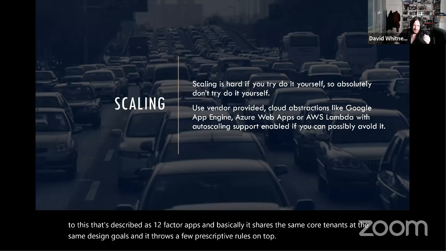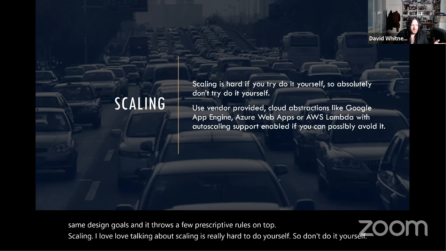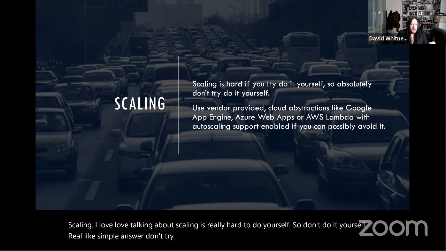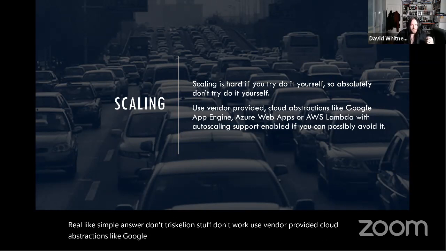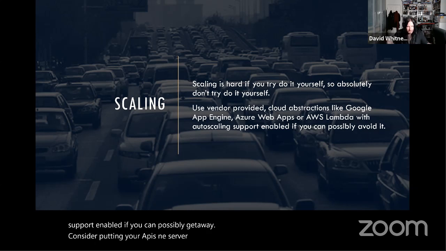Now, scaling. I love talking about scaling. Scaling is really hard to do yourself, so don't do it yourself. Real, simple answer. Don't try scaling your own stuff. It don't work. Use vendor-provided cloud abstractions like Google App Engine, Azure Web Apps, AWS Lambda, that have auto-scaling support enabled if you can possibly get away with it. Consider putting your APIs on a serverless stack to further up the abstraction you get. And the further you go up, the easier scaling is going to be.